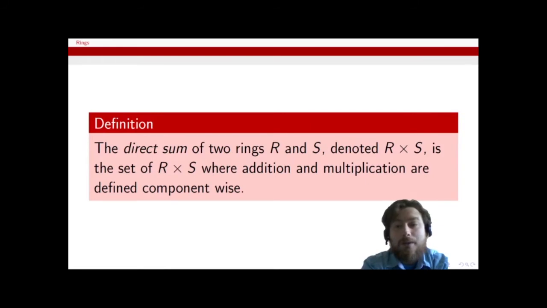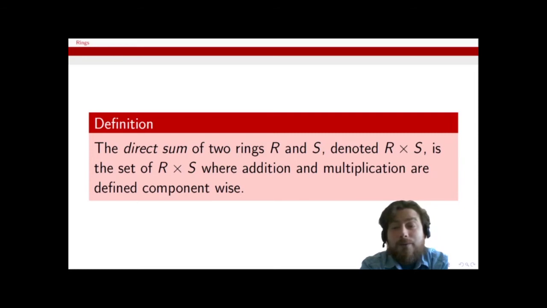Now, if you remember back to groups, what we tried to do with groups is start with one or two groups and build either bigger groups or make smaller groups from them. And so we're going to do a lot of the same things we did with groups with rings as well. And so we had the direct product of groups, so now we'll have a direct sum of rings, and we're going to define that as the set being the Cartesian product of R and S, and we're going to define the addition and multiplication component-wise.